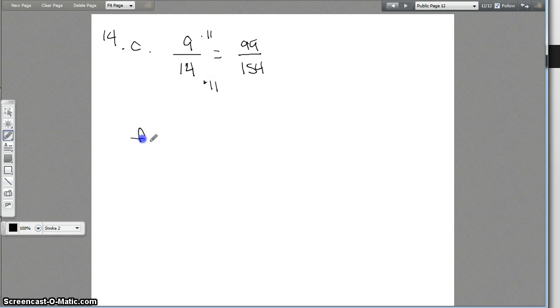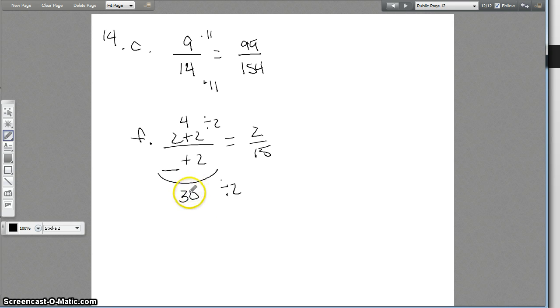So next we're going to jump to part F. Part F, we have 2 plus 2 over something plus 2, we don't know what that is, equal to 2 over 15. Well, what is our total numerator on the left? It's 4. What do we have to do to go from 4 to 2? We had to divide by 2. 4 divided by 2 is 2. That means that our total over here in the denominator, we have to divide by 2 to get to 15. That means our total on the left has to be 30, because 30 divided by 2 is 15. What do we have to add to 2 to get 30? We have to add 28. So 28 is what goes in the blank.